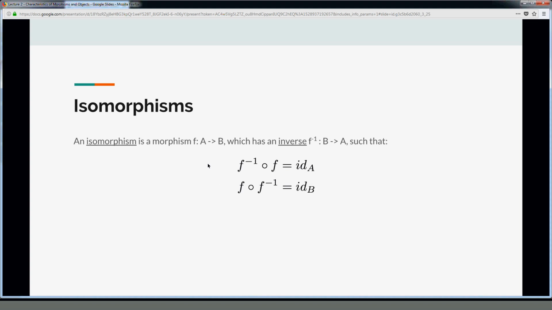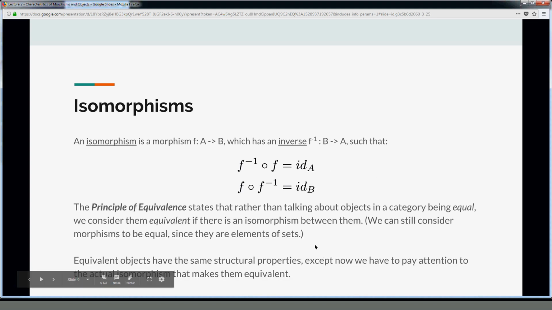Now, isomorphisms are pretty important because of a concept called the principle of equivalence. Essentially, the principle of equivalence states that if we're talking about objects in a category, you can't really think of them as equal. Instead, you consider them to be equivalent if there's an isomorphism between them.